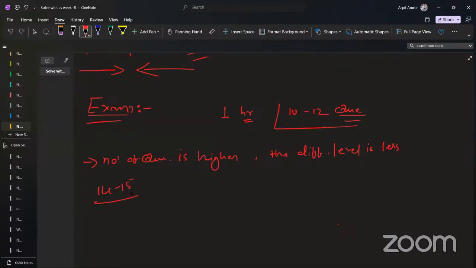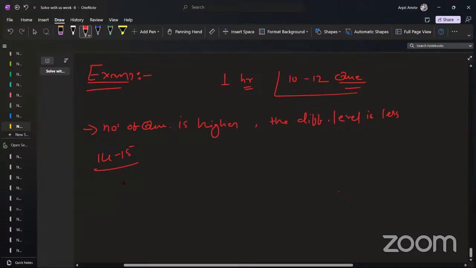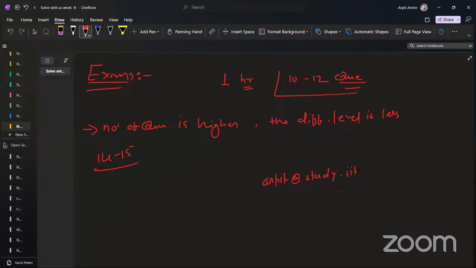Now, the other thing is how will I collect this kind of thing? Sir, can you write your email address? Okay, Suraj, I think you have that. Okay, I am writing. arpit@study.iitm.ac.in. I think this is correct.